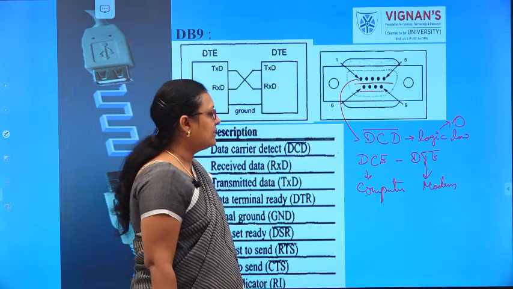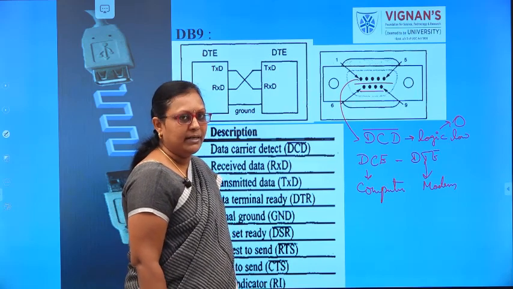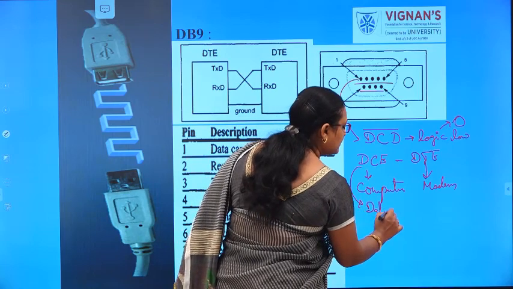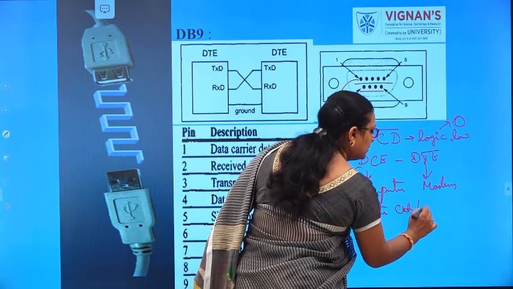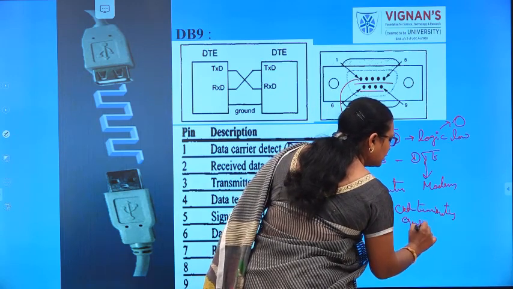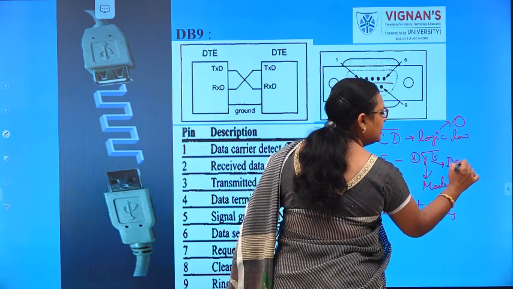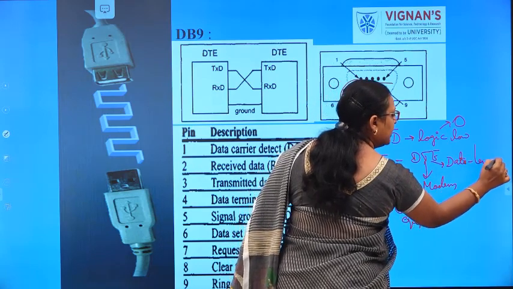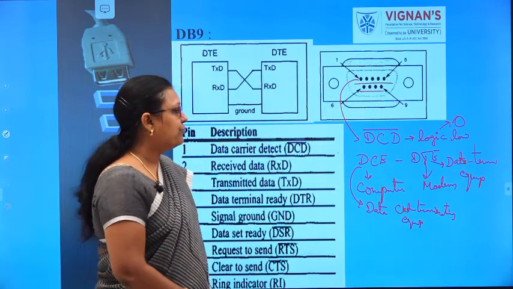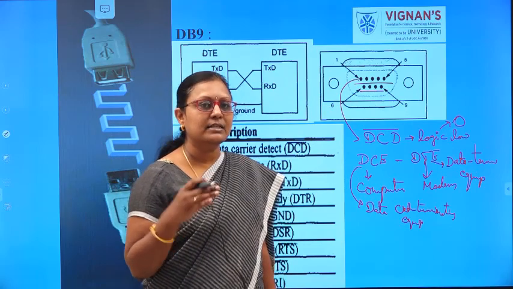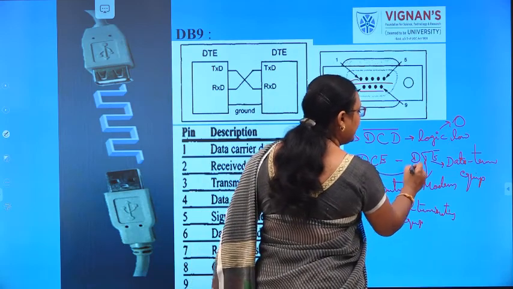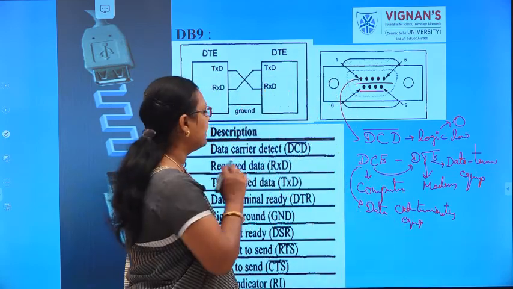DCE is nothing but data circuit terminating equipment. And DTE is nothing but data terminal equipment. Clear? So if the serial data transfer occurs between this DCE to DTE, that represents the data carrier detect.